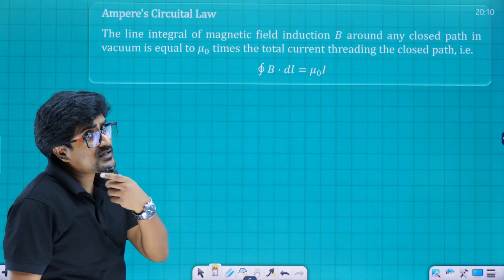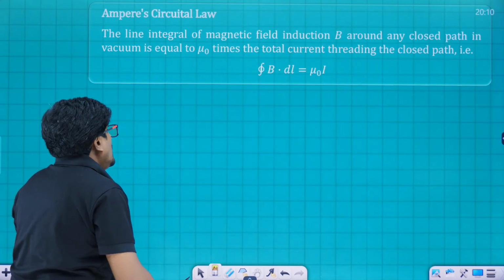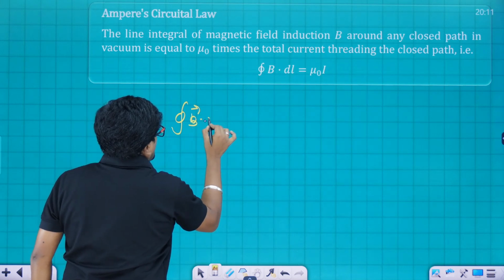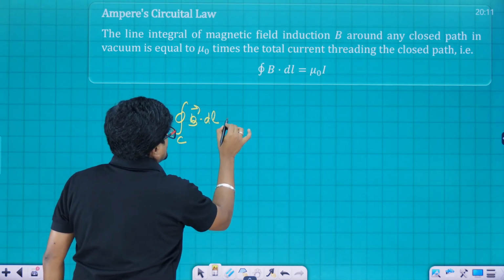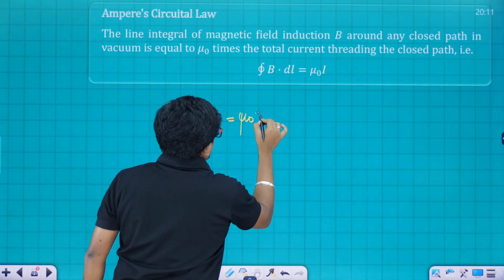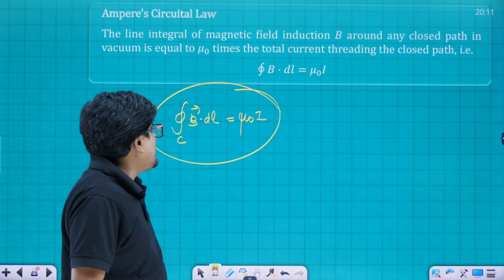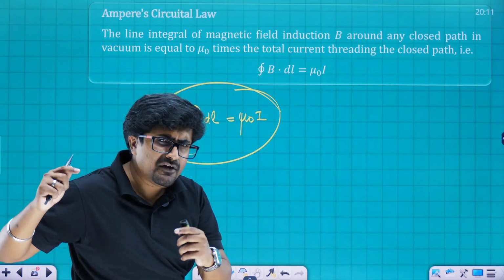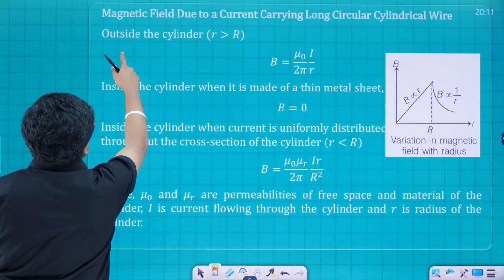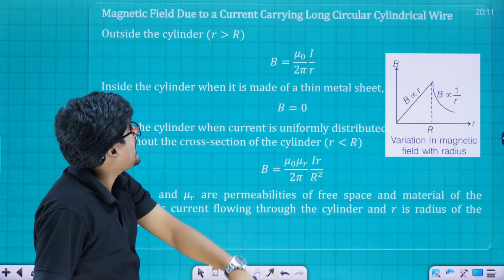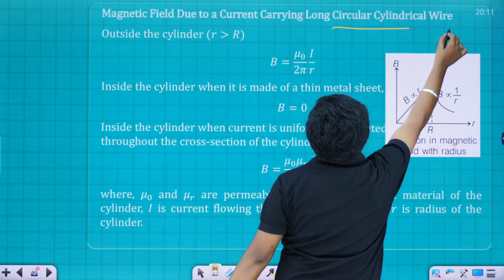Moving to the next, this time it's Ampere's circuital theorem. Here the closed integral of B dot dl along a closed curve is going to be mu naught times I. This is Ampere's circuital theorem, and the applications associated with this one are very important. And here comes the first, that is the magnetic field due to an infinitely long current carrying circular cylindrical wire.